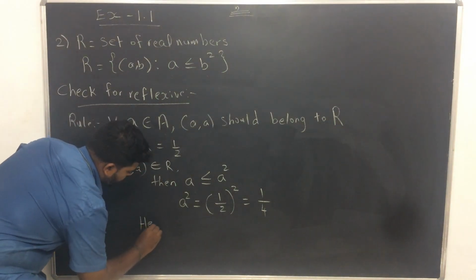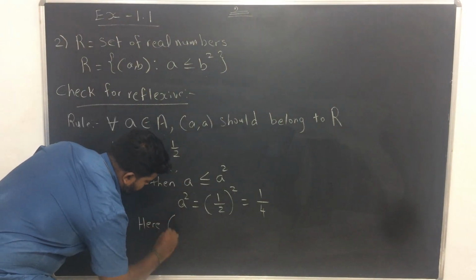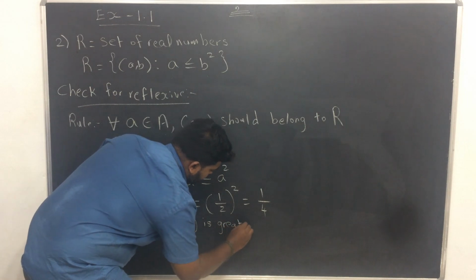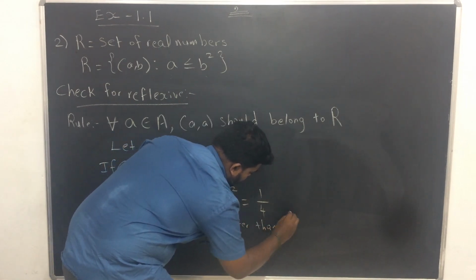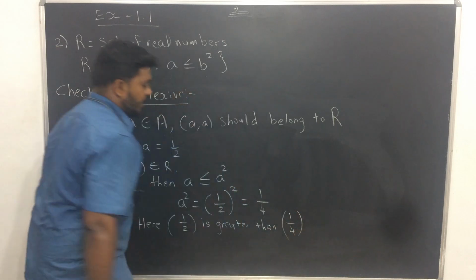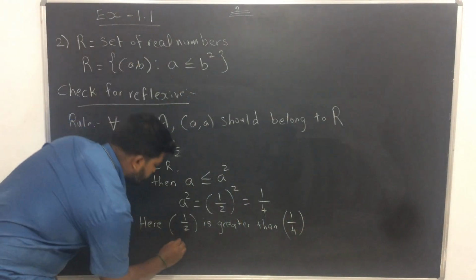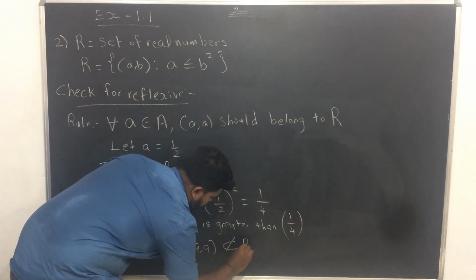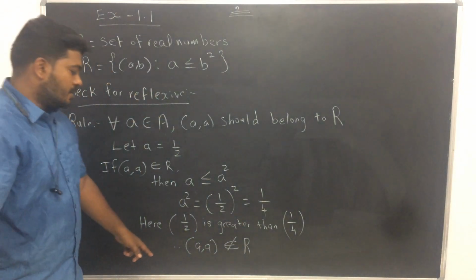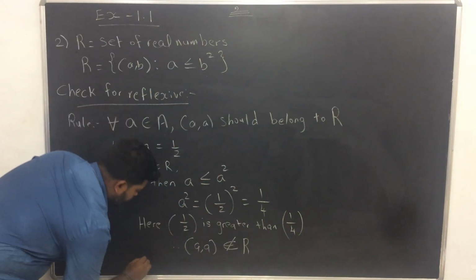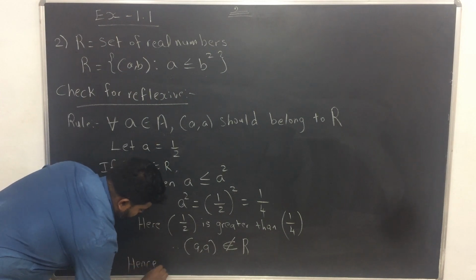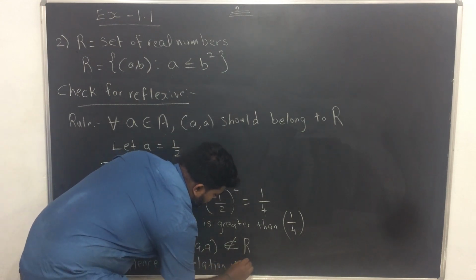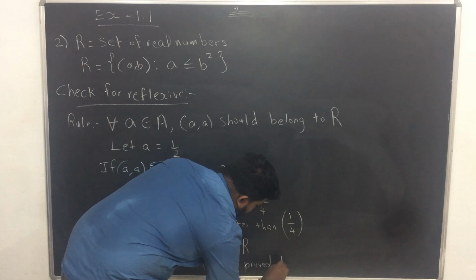Here 1 by 2 is greater than 1 by 4. Therefore, a comma a does not belong to R. Hence, the relation is proved to be not reflexive.